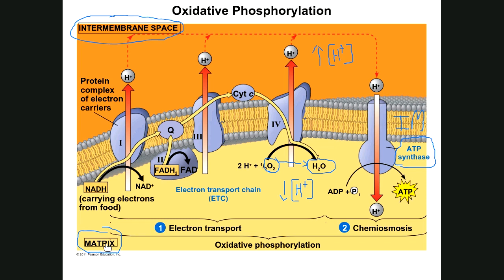What scientists discovered is as these protons diffuse through ATP synthase, it gives the enzyme ATP synthase the energy it needs to synthesize ATP. So notice they're showing you how ATP synthase synthesizes ATP. It takes ADP, adenosine diphosphate, and it covalently bonds a phosphate group, creating ATP.